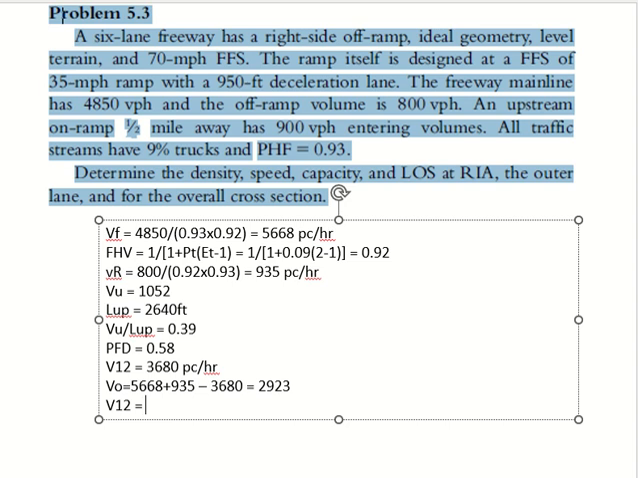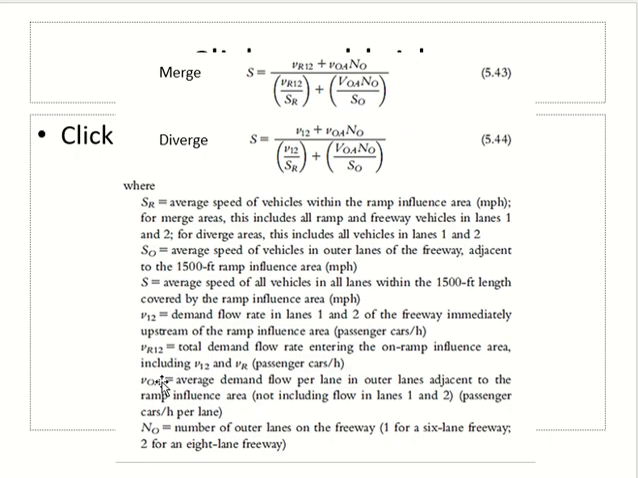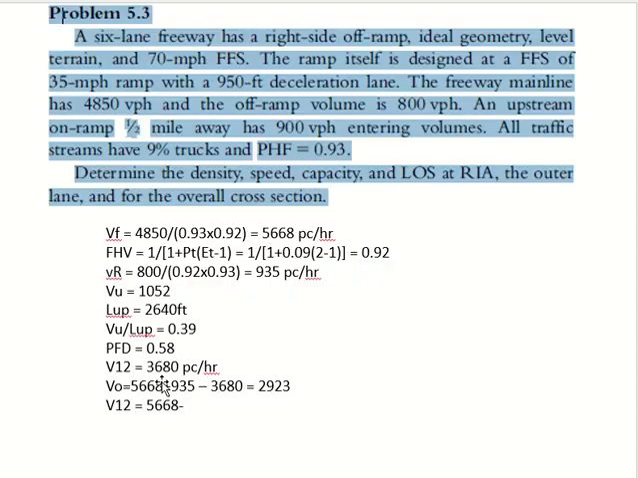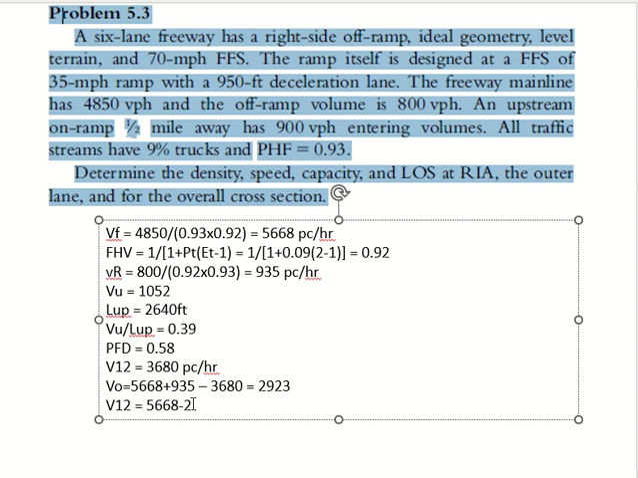Okay, V12 will be BF. Okay, so 5668 minus. But is it one lane or both lanes? Okay. Yeah. Sorry. Okay. So now V12 becomes what? Okay. This is my new V12 according to the first check.